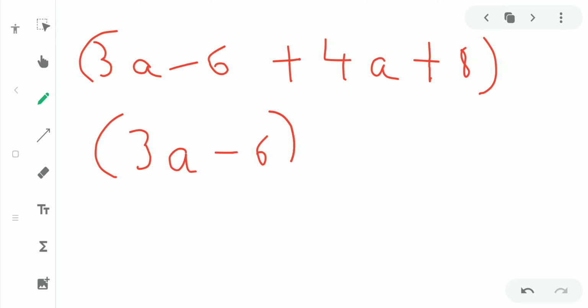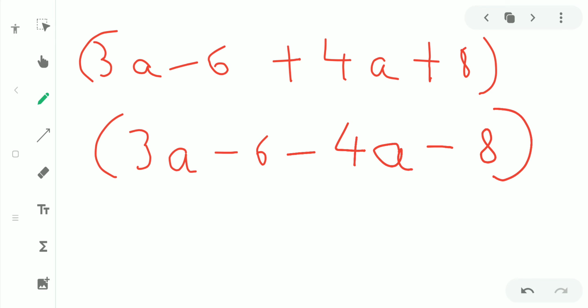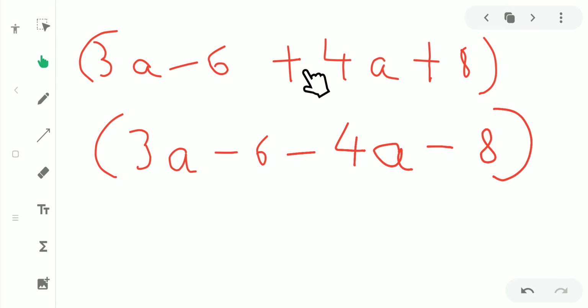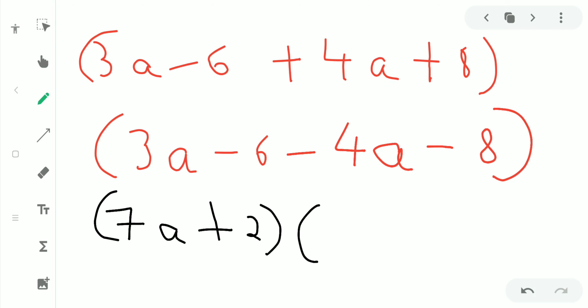So we will be having, I am writing it in black color, 3a plus 4a nothing but 7a, and we are having minus 6 plus 8 nothing but plus 2 times 3a minus 6 minus 4a minus 8. 3a minus 4a is nothing but minus a, and minus 6 minus 8 is nothing but minus 14. So minus a minus 14.